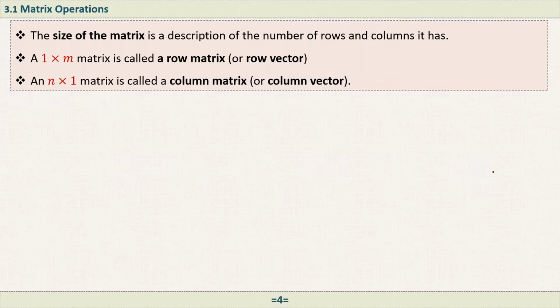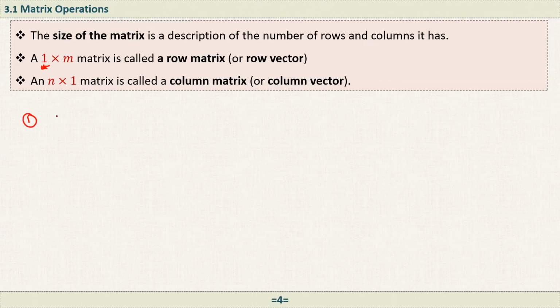So now the size of the matrix. What is it? A 1 by m matrix is called a row matrix. We have already seen this, or row vector. An n by 1 matrix is called a column matrix or column vector, okay? And if a matrix has m rows and n columns, we will call this an m by n matrix. So what is this one? A row matrix, because the first number in the size of the matrix represents the number of rows. So that means it has 1 row, m columns. It is something like this.